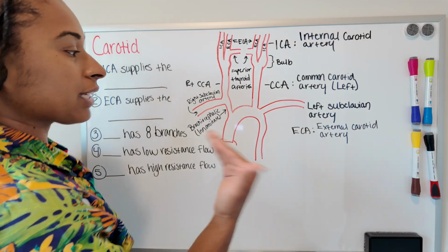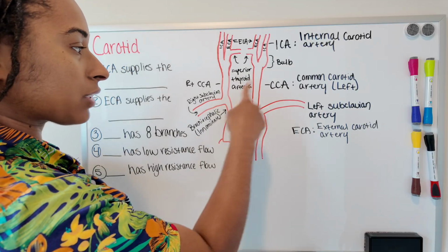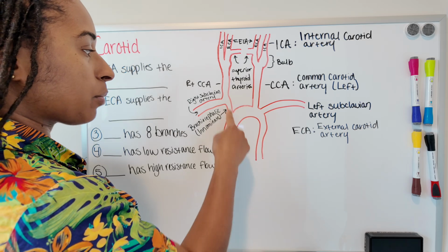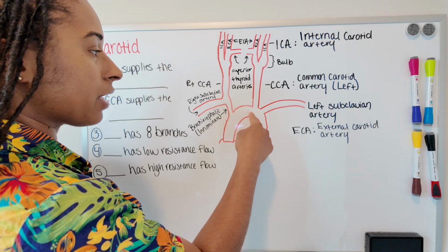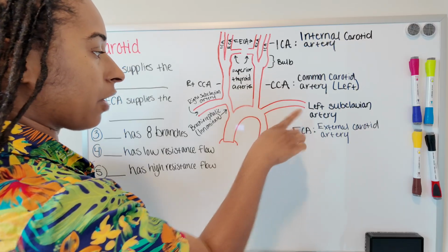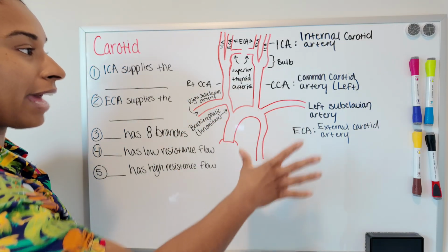So in my older videos, I told you what the aortic arch is, what vessels come off of it, but let's go ahead and summarize. So you have the aortic arch, you have the brachiocephalic trunk, you have the common carotid artery on the left, and then you have your left subclavian artery. That's your trunk. That's your starting point.